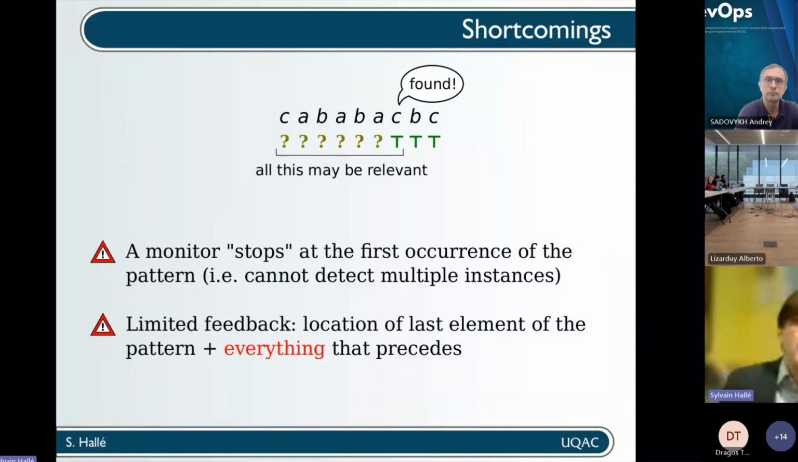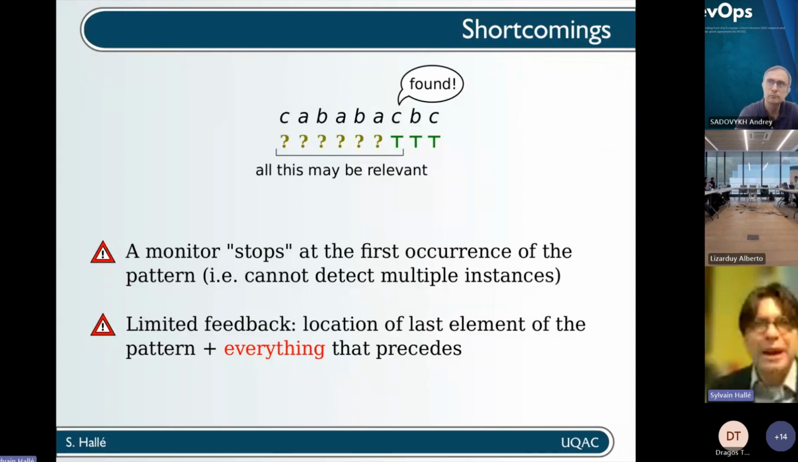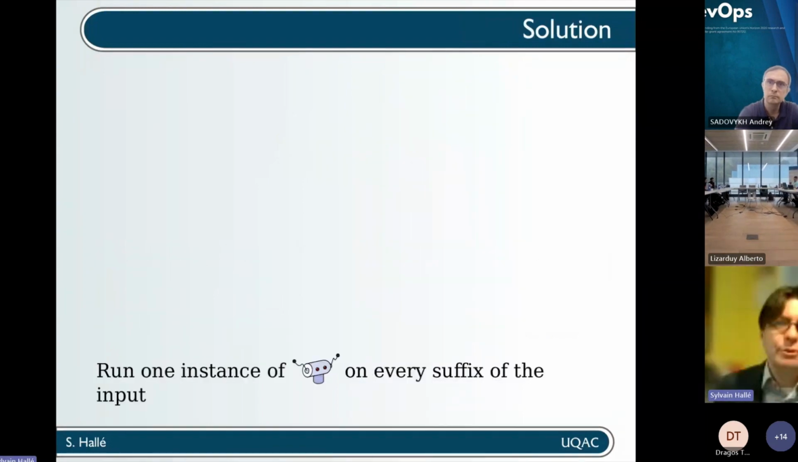The other problem is that you have limited feedback, because when the monitor stops by saying, I found something, all you have as information to look into the pattern is the location of the last element of the pattern, and potentially everything that precedes is relevant to the occurrence of the pattern. The monitor does not give you any more information than that. So we're trying to address these two issues.